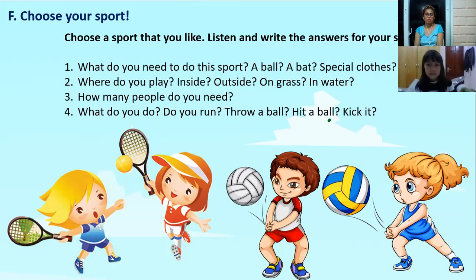Because I play badminton, I need a big kick. Okay, so you don't need special clothes? No. And when you play, you need a big kick. Okay, where will you play? On the grass or in the water? Which do you think? On grass. Okay. It's grass. Okay. How many people do you need to play football?